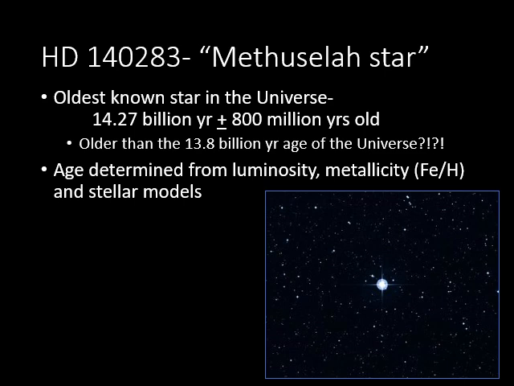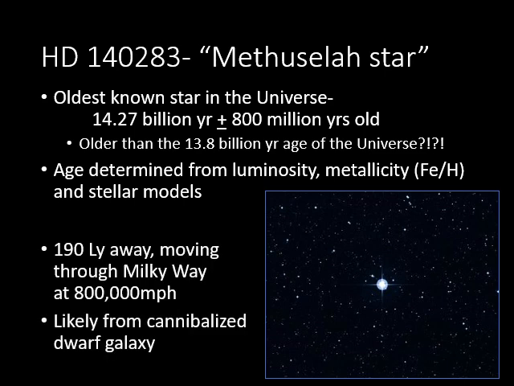But we're pretty confident. They used a bunch of different techniques, looking at the brightness, the amount of iron in the star, and using stellar models. They're pretty confident on their age, plus or minus that 800 million year mark. So the star is definitely really old. It likely formed at the very beginning of the universe. And the star right now is within the Milky Way galaxy. It's 190 light years away. And it's moving through the galaxy at very high speeds, about 800,000 miles per hour.